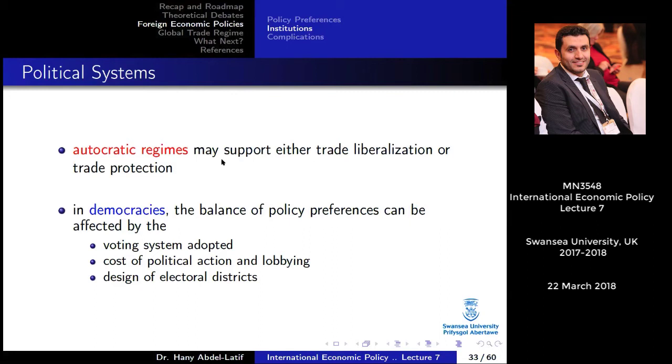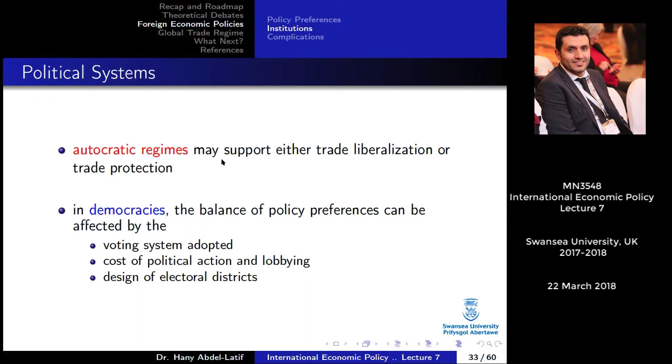That is the main point. In autocratic regimes, they can support free trade or be against it. In democracies, preferences can be affected in different ways: the voting system, political action and lobbying, the design of electoral districts. How can preferences be translated into policies in democracies? It's very important to think about it from both sides, and that is the thing we talked about in the first lecture. As economists, most of the time we try to think as economists, and sometimes we overlook the other side of this coin, which is politics.